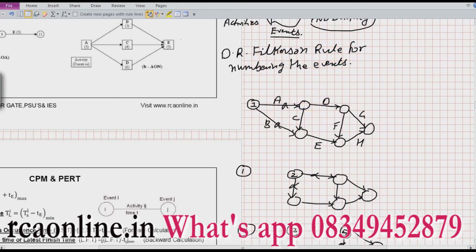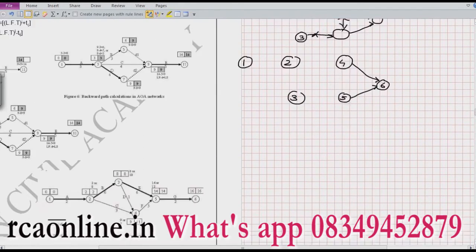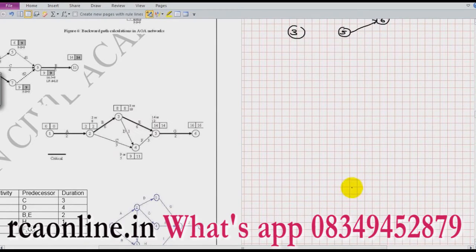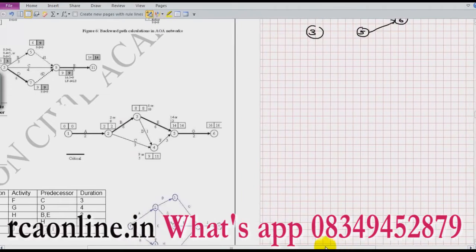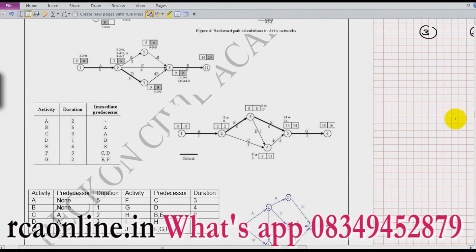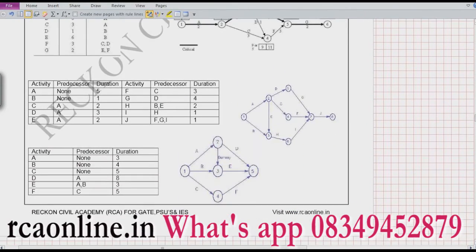Now friends, we move on to the second part, which is logically preparing the activities and writing their duration. So just see one of the question here.